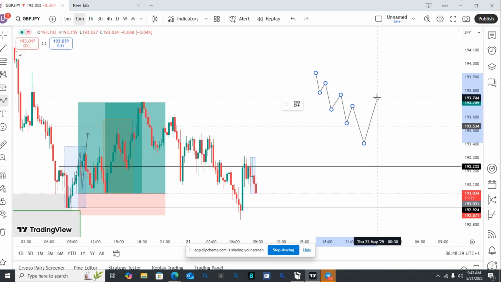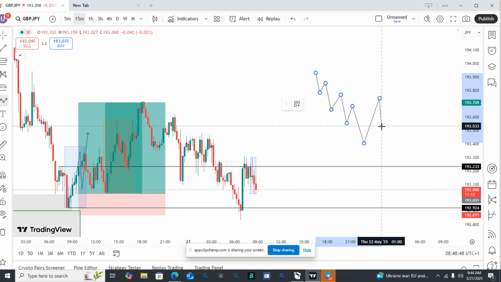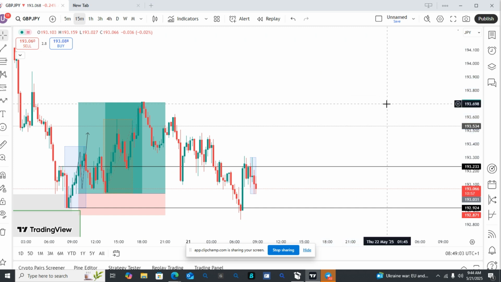If price creates a higher high by closing above this zone, I'll wait for a retracement back to the institutional reference point. It could be the order block, it could be the fair value gap, before I take a trade up to this zone. So this was the psychology behind this trade. So let's open the 15 minutes time frame clearly so that you see what happened.